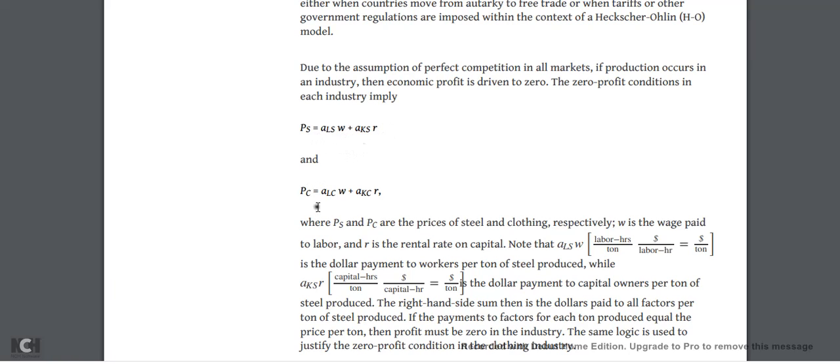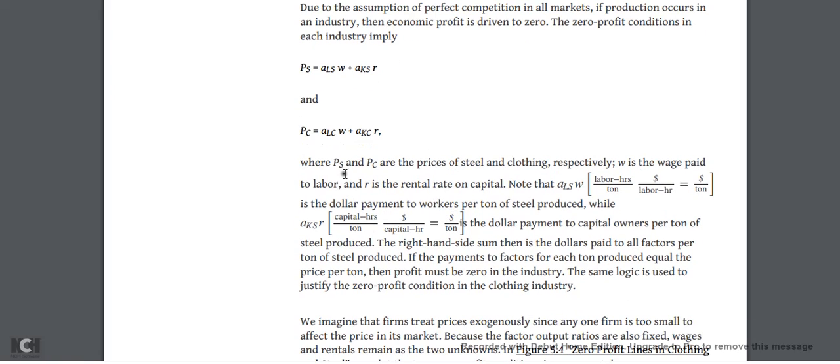And now let us look at the equation for the production of cotton. PC is equal to ALC W plus AKC into R. Here also ALC represents the number of laborers which are used, and C represents production of cotton. So when laborers are used, wages are paid, and AKC is the capital input for the production of cotton, for which rent is paid.